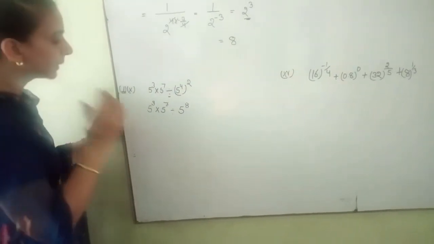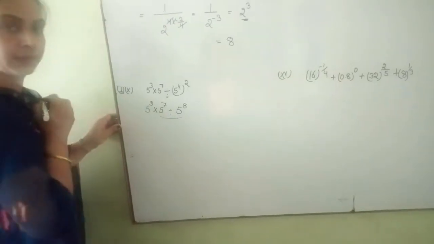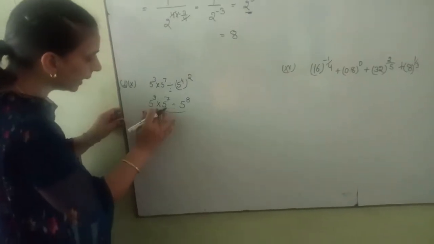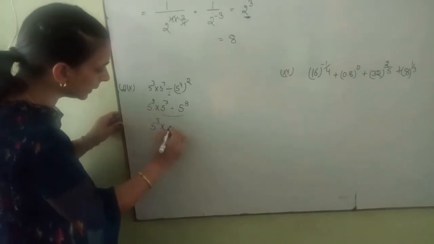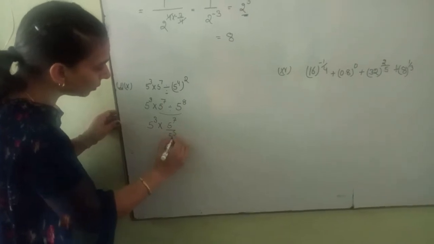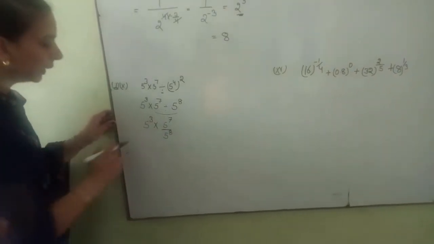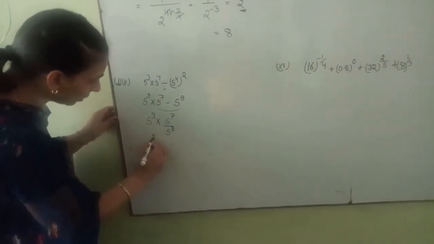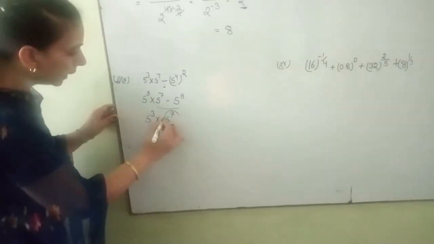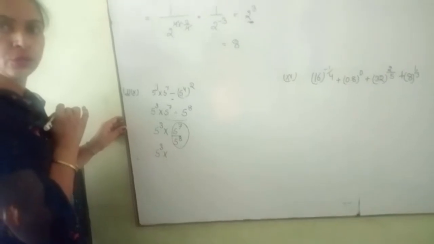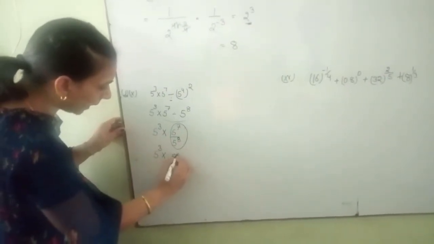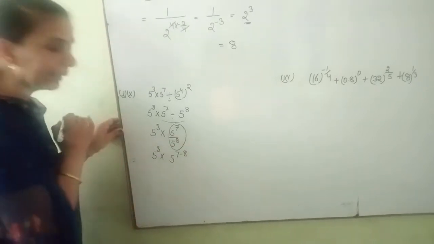Okay, next, first we solve the division. 5 raised to the power 3 multiplied as it is, and we write 5 raised to the power 7 divided by 5 raised to the power 8. Okay students, then next 5 raised to the power 3 as it is, multiplication as it is, and according to the quotient law, powers should be subtracted, so we write 5 raised to the power 7 minus 8.